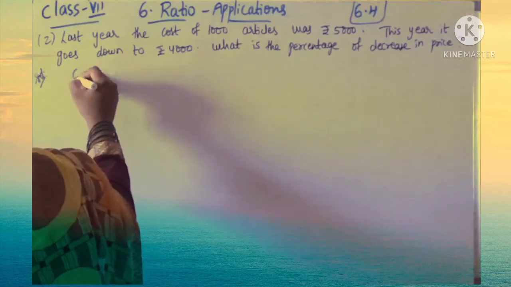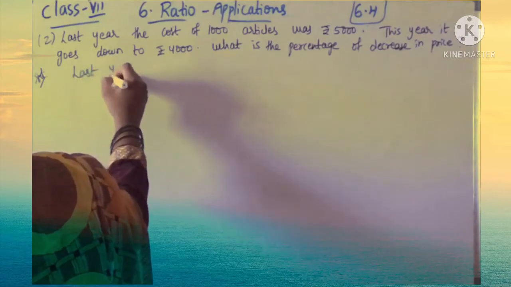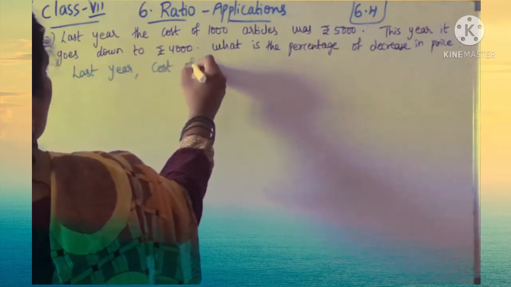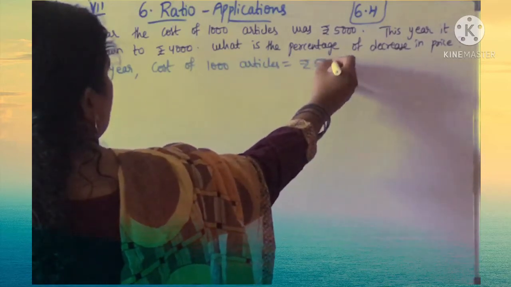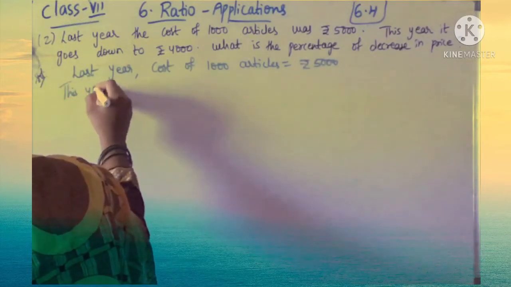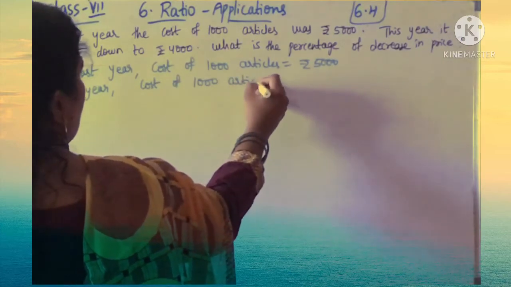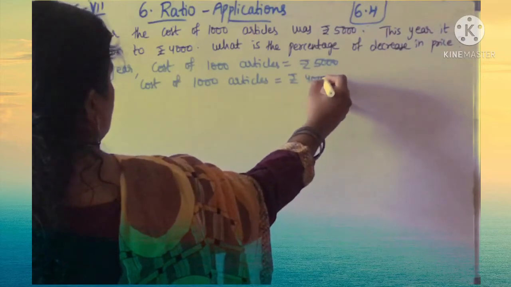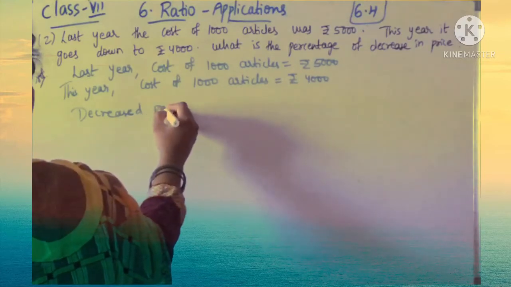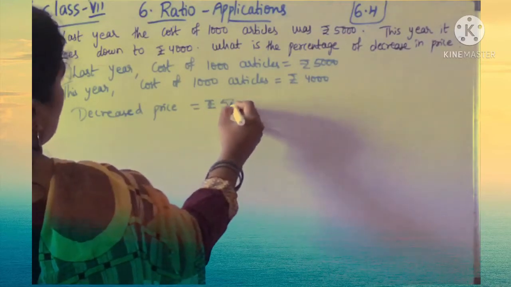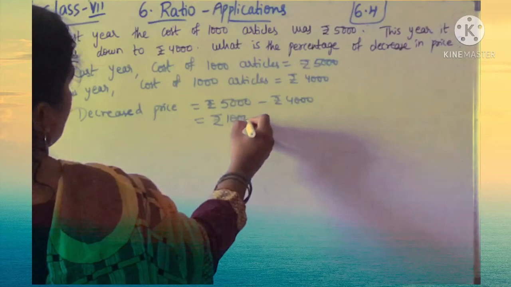So here, the cost of last year. First we will write last year. Cost of 1000 articles, how much is given? Rupees 5000. Now this year, cost of 1000 articles, how much? Rupees 4000. So the value decreased. So we will find the decreased price first. Decreased price means how much decreased? That is rupees 5000 minus rupees 4000. So how much decreased, children? It is decreased by 1000 rupees.